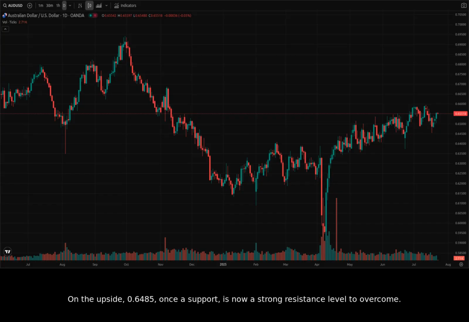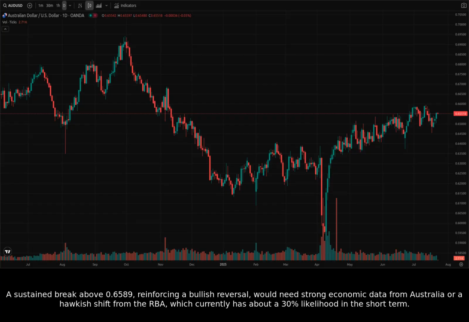On the upside, 0.6485, once a support, is now a strong resistance level to overcome. Above that, the 0.6500 psychological mark and the more significant resistance at 0.6589 will be key hurdles. A sustained break above 0.6589, reinforcing a bullish reversal, would need strong economic data from Australia or a hawkish shift from the RBA, which currently has about a 30% likelihood in the short term.